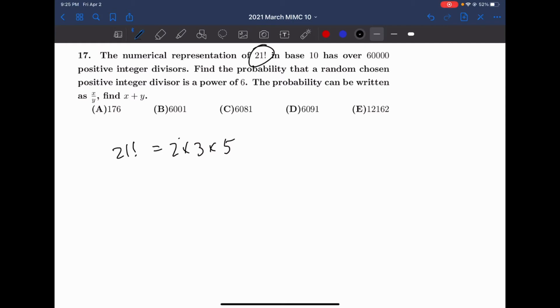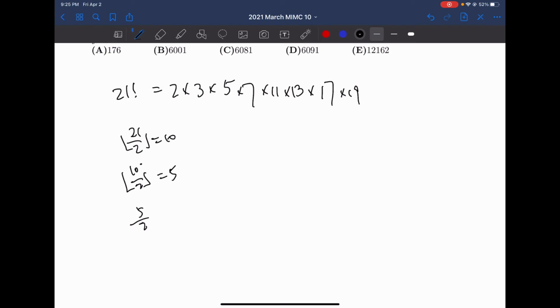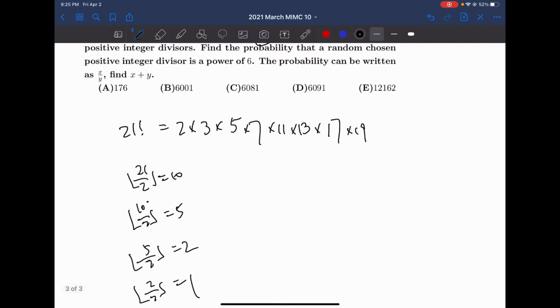I'm leaving the powers behind now. I will just fill in the powers after. Times 7 times 11 times 13 times 17 times 19. And the 21 over 2 gives 10. 10 over 2 gives 5. 5 over 2 gives 2. And 2 over 2 just gives 1. So in total there will be 2 to the 18th power.